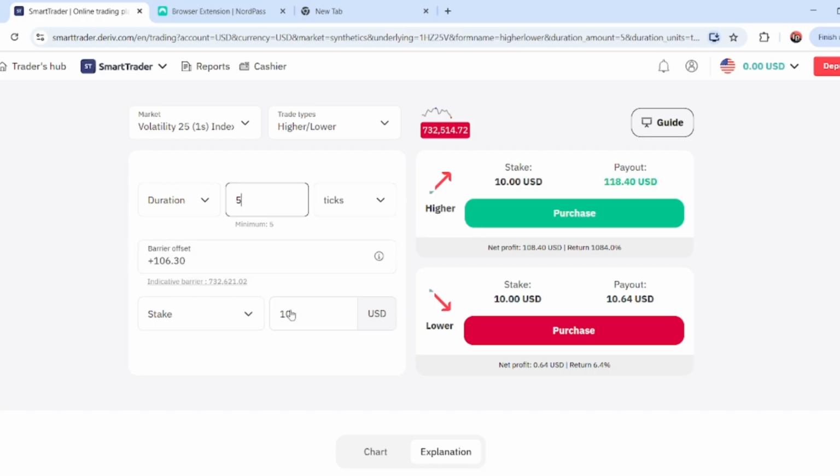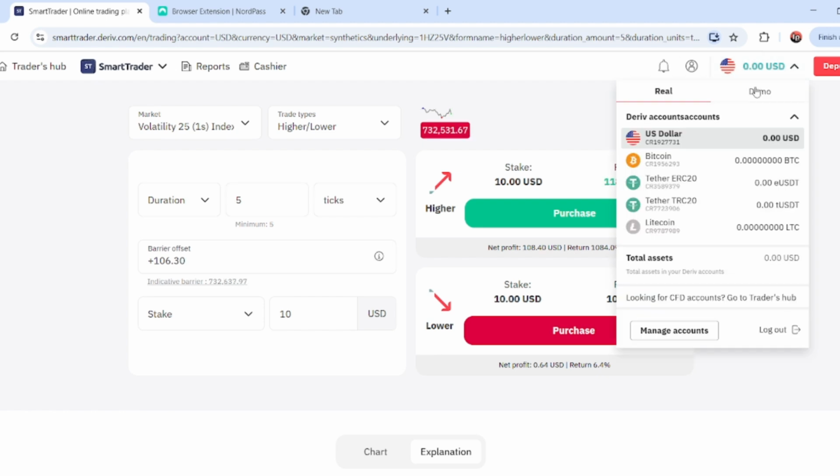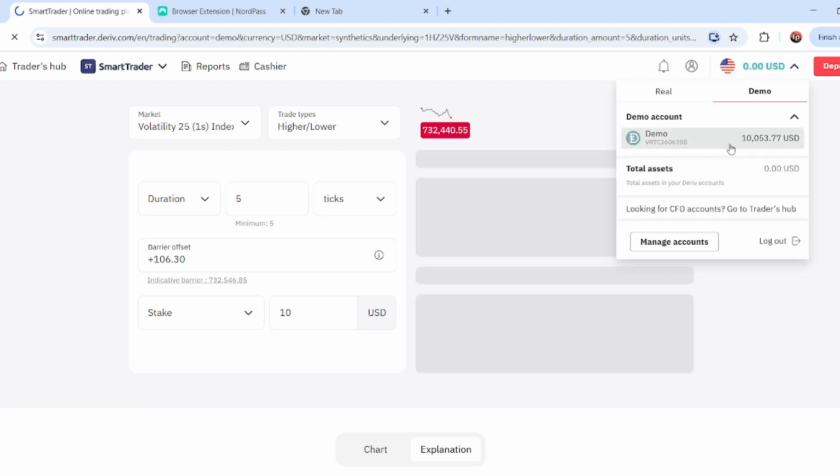So let me just finish up with this. This is stake. Let's say you are staking with $10. I don't know. I have a demo account. Let me just switch to my demo account.